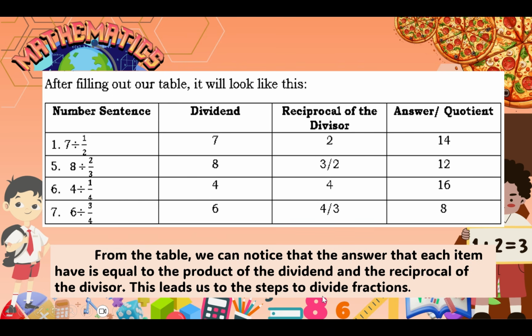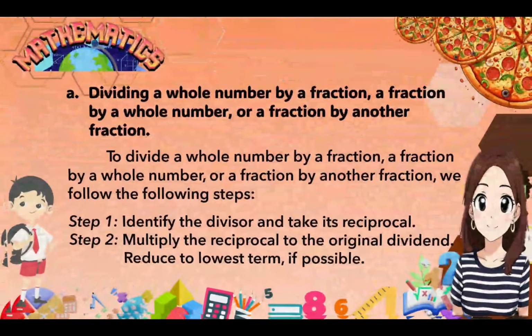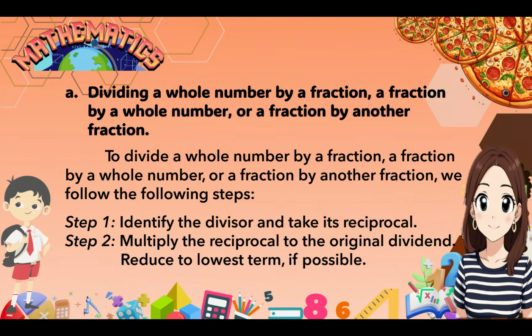This leads us to the steps to divide fractions. Dividing a whole number by a fraction, or a fraction by another fraction. Now to divide a whole number by a fraction, or a fraction by another fraction, we follow the following steps. Step 1, identify the divisor and take its reciprocal. Step 2, multiply the reciprocal to the original dividend. Reduce to lowest term if possible.